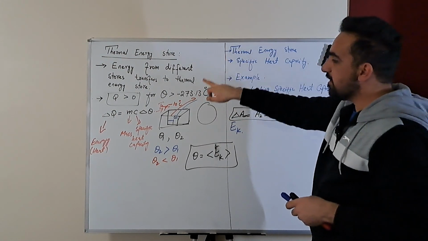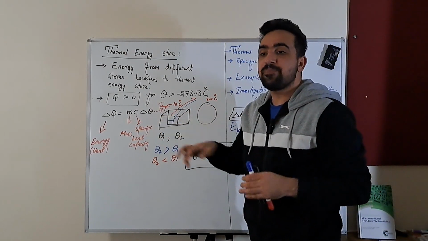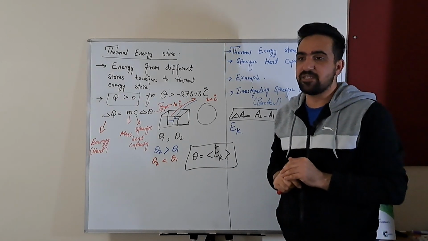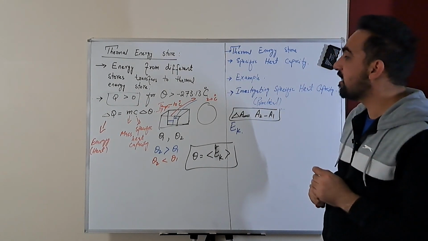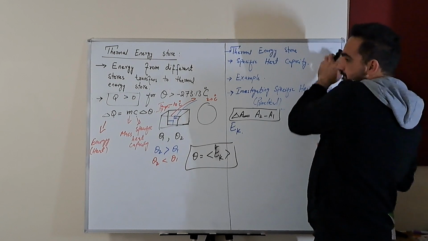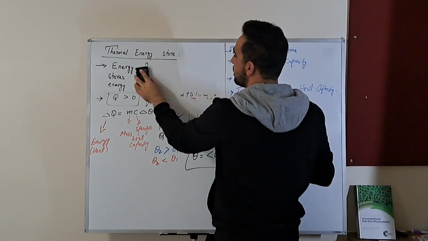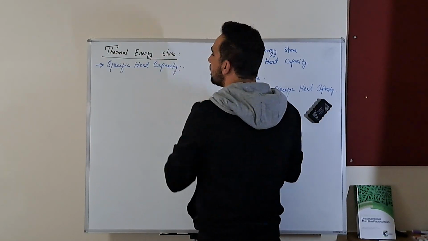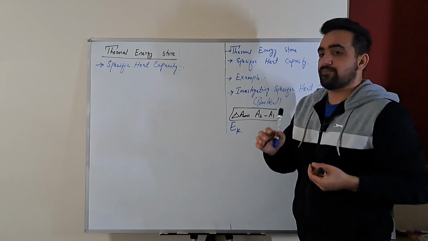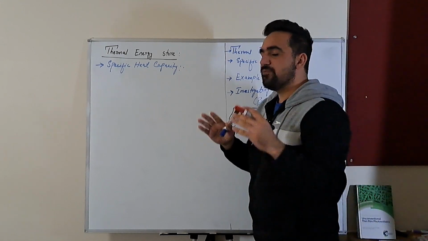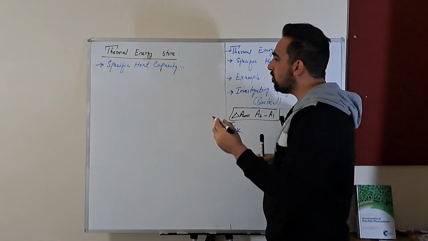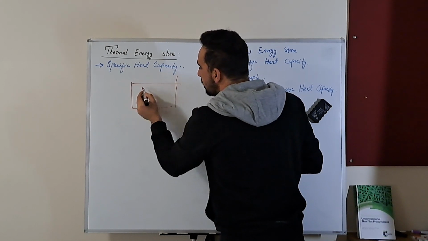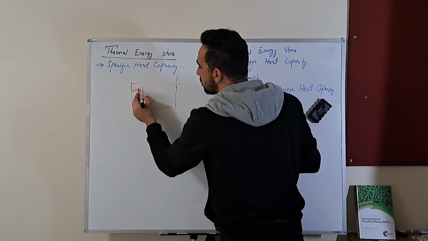Now, in thermal energy store, we define a specific term which we call specific heat capacity. So what is specific heat capacity? Let's just try to understand what specific heat capacity is. Whenever we see different materials, they have energy stores within them. One of the stores is the thermal energy store.